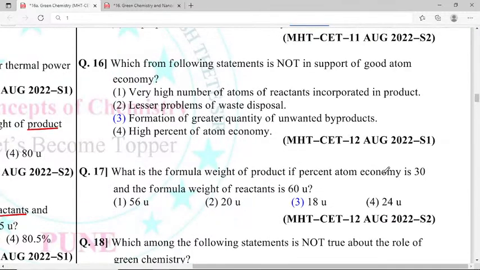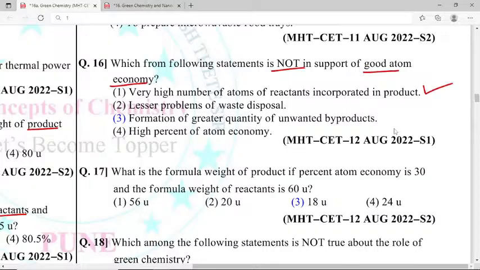Which of the following statements is not in support of good atom economy? Very high number of atoms of reactant incorporated in the product. So this is correct. Lesser problem of waste disposal. Yes, correct. Formation of greater quantity of unwanted byproduct. No, it is not in support of good atom economy. High percent of atom economy. Yes, very good. It is the high percent of atom economy.